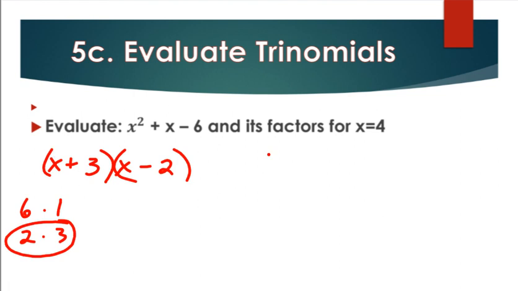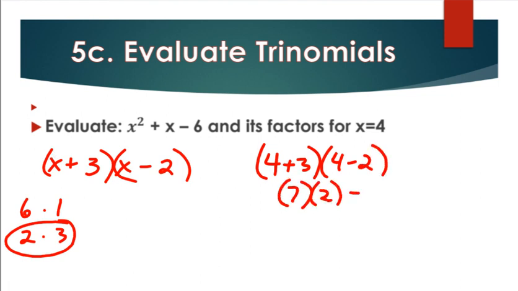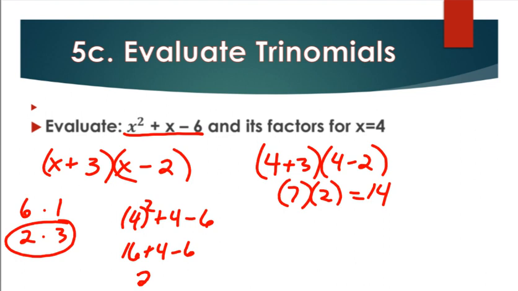So if I put a 4 in for x plus 3 times x minus 2, I get 7 times 2, which gives us 14. Then if I plug it into the trinomial, I would have 4 squared plus 4 minus 6. So this is 16 plus 4 minus 6. 20 minus 6 gives us 14.